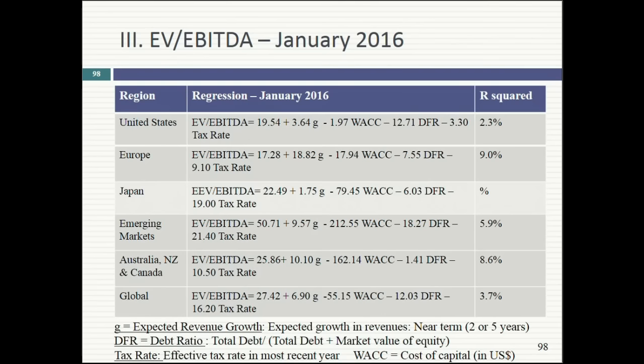Here's EV to EBITDA, with growth, cost of capital, debt ratio. And the growth that I used here was growth in revenues rather than growth in earnings per share. The reason is enterprise value is a firm multiple, not an equity multiple. If all you have is growth in earnings per share, that's fine. But if you have growth in revenues, might as well use it. Again, the R-squareds, I don't even know what that R-squared was in Japan, but it's not a good number, were all less than 10% in every single market. I had a really tough time with EV to EBITDA multiples, at least in 2016. I'm not interested in finding out why, but it'll be interesting to see whether the numbers bounce back in 2017.